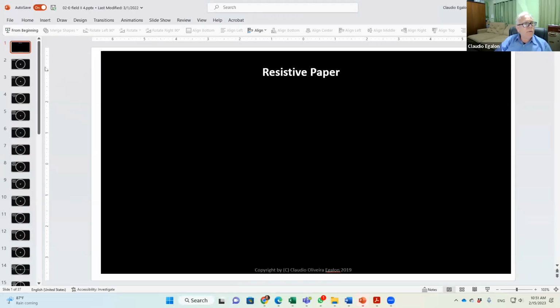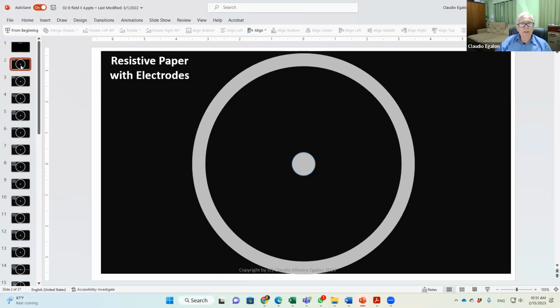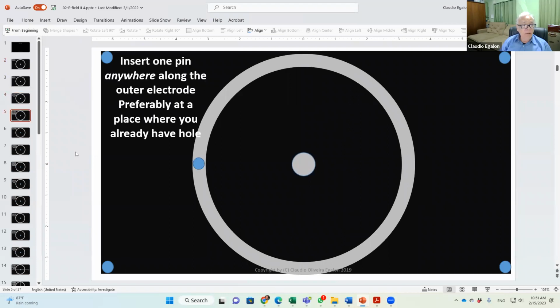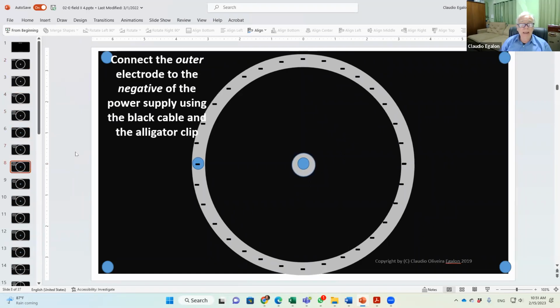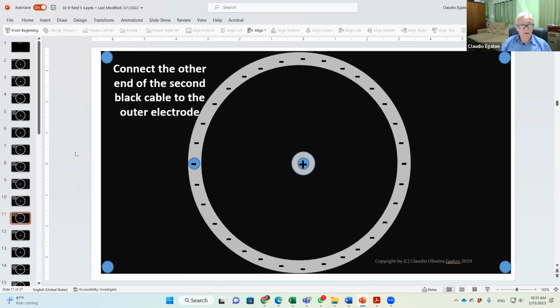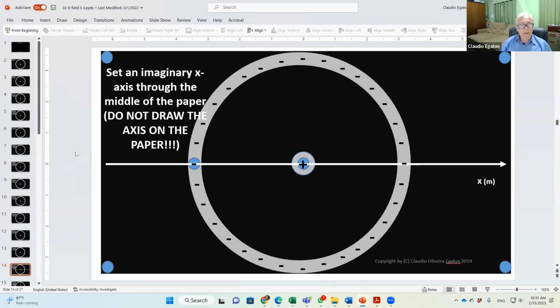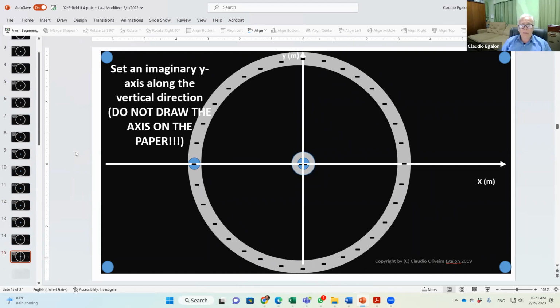Let's see, we are going to do a different configuration like this one. Electrodes centered around a circumference. In this case, you're not going to get a straight line when you plot V against the distance from the center. That's because you have a different charge distribution here.